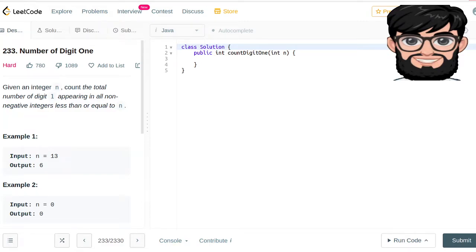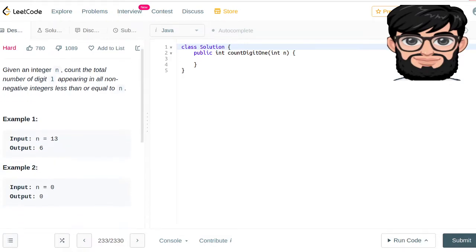Today we're going to be working on Leetcode question number 233, number of digit 1. Given an integer n, count the total number of digit 1 appearing in all non-negative integers less than or equal to n. So if we have 13, we're going to have 1, it's going to have 1, and then 10 is going to have 1, so 2, and then 11 has two ones, which is going to make it 4, then 12 is gonna have 1, and then 13 is gonna have 1, so a total of 6 ones, and if n is equal to 0, it's gonna be 0.